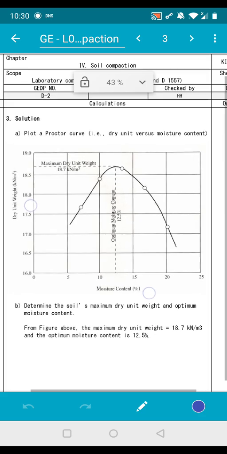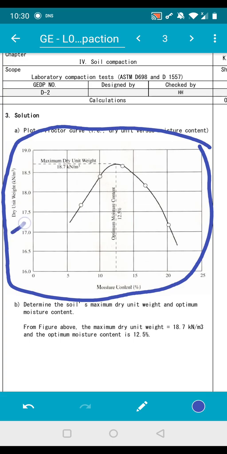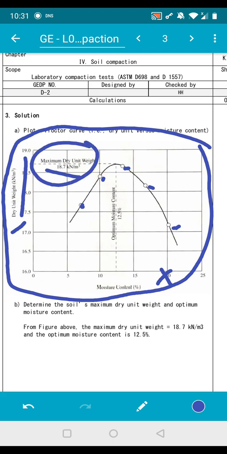Let's look at the solution. So you're going to plot something like this. Okay. So you have your dry unit weight on the y-axis and moisture content on the x-axis. And these are your data points from the table. So make sure everything is well defined in this graph. Now let's move on to B. Determine the soil's maximum dry unit weight and optimum moisture content. Pretty easy. From figure above, the maximum dry unit weight is 18.7 kilonewton per meter cube, and the optimum moisture content is 12.5%.